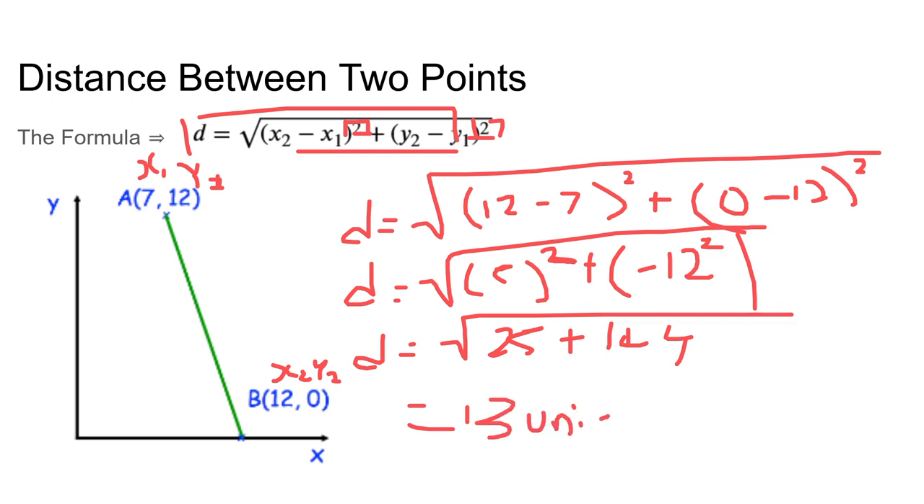units. Now, in these questions, when there's no unit mentioned, you just write unit. And this would also apply in the therefore statement. You would say that the distance between A and B would be approximately, no, actually, exactly 13 units long. And that's how you find the distance between 2 points. Pretty simple.